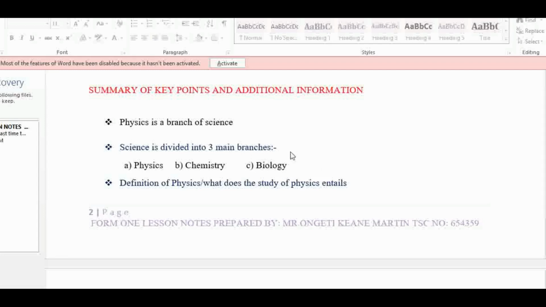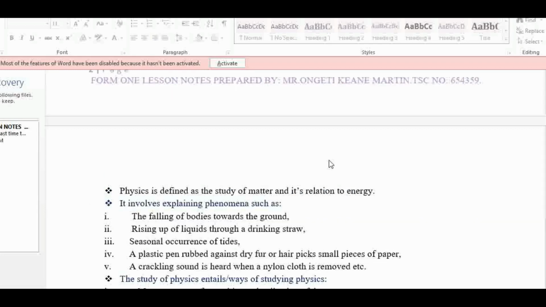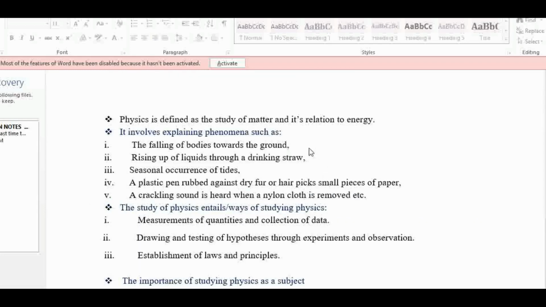Then we have the definition of physics. So at times you may be asked, what does the study of physics entail? This just simply means define physics. Now, physics can be defined as the study of matter and its relation to energy. So this is whereby you look at matter, and we have also defined matter as anything that occupies space and has mass. Therefore, we look at the relationship that exists between matter and energy.